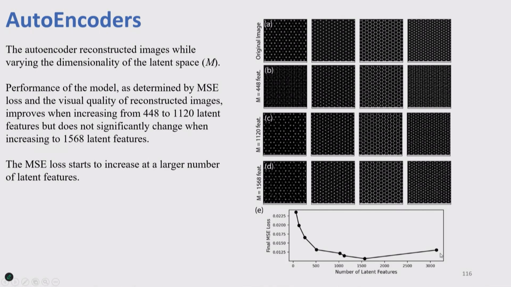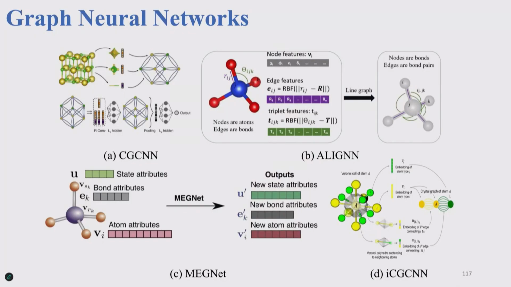Just adding more latent features can actually increase your loss or increase your error. So you always have to do this kind of comparative scaling. And again, if you have this model ready, then you can generate 1500 random numbers and it will generate a new crystal structure for you. Okay, so this was CNN, convolutional neural network, similar to image kind of data set.